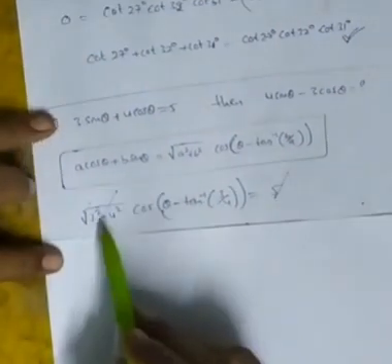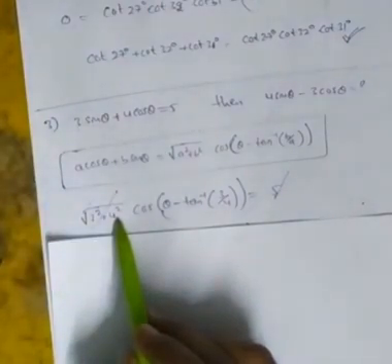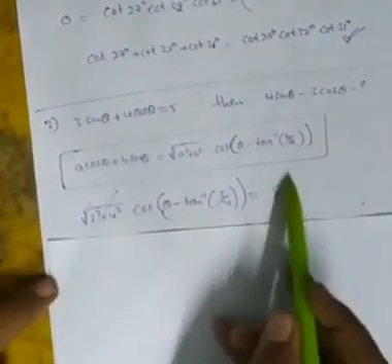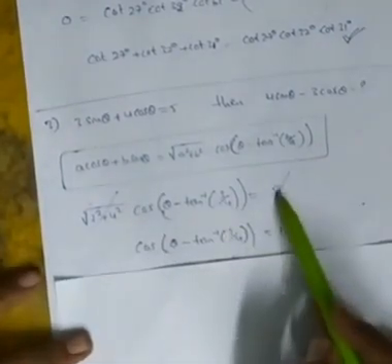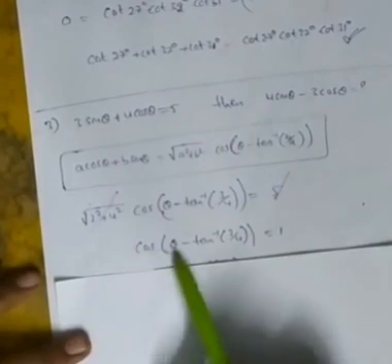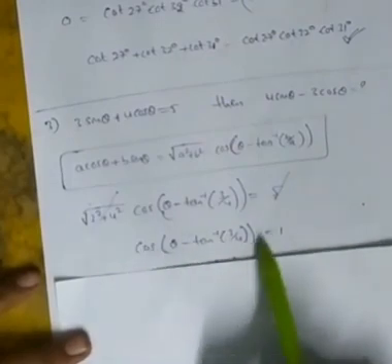That is, the left side is under root 3 square plus 4 square. It will become under root 25, that is 5. So this 5 and the 5 on the right side will get cancelled. So it becomes 1 on the right side: cos of theta minus tan inverse of 3 by 4, cos of something is equal to 1.